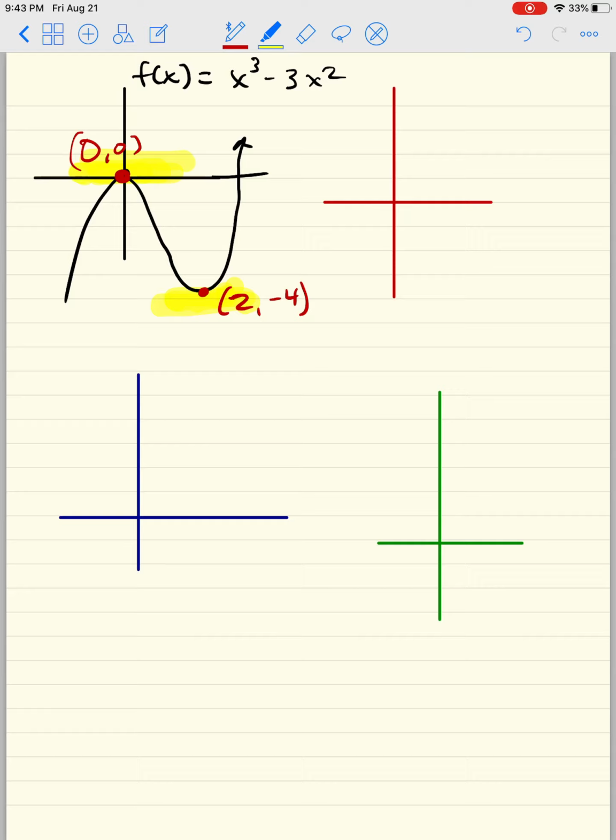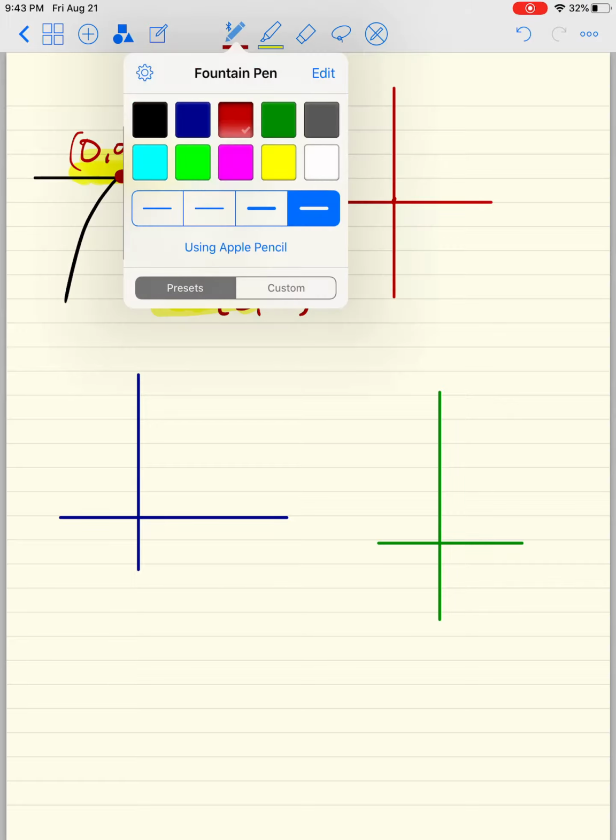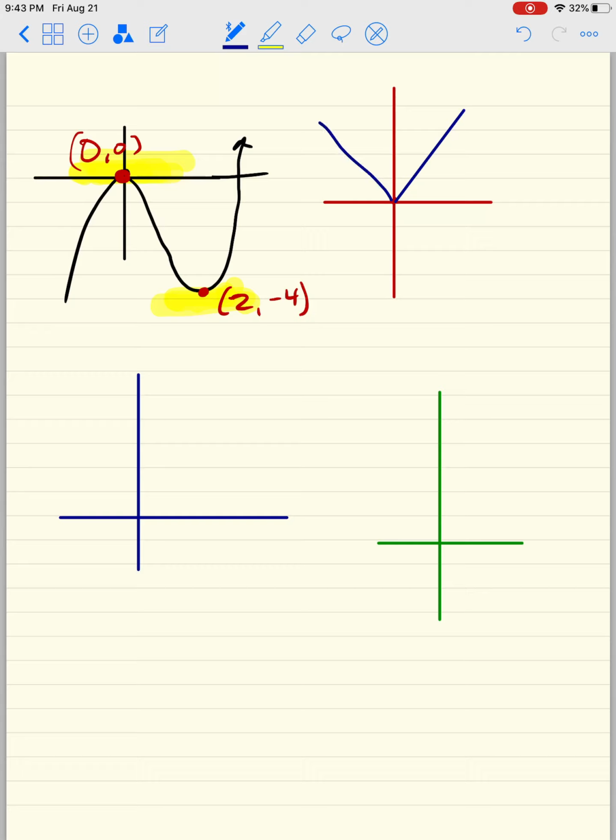So let's try another example now. Okay, so let's pretend that you had the absolute value, which is f of x is equal to the absolute value of x. Well, actually, this will have a minimum at 0, 0. But I'll show you later why f prime of 0, in other words, the derivative at 0, actually does not exist.